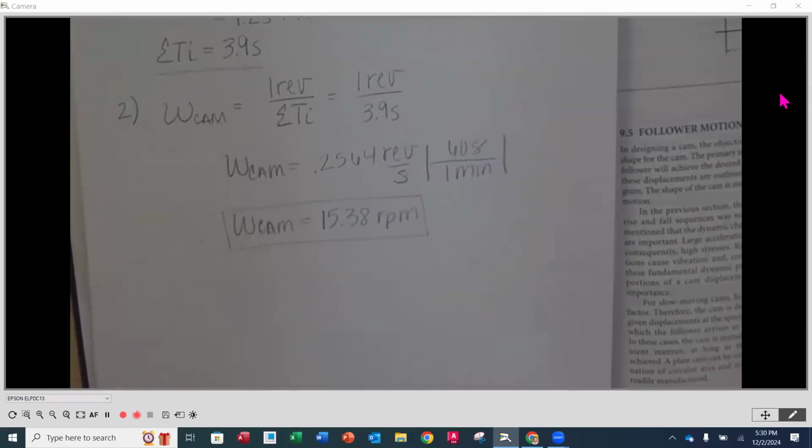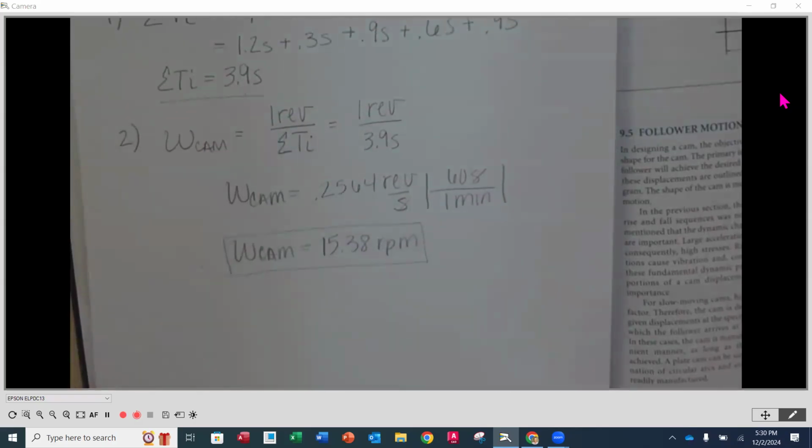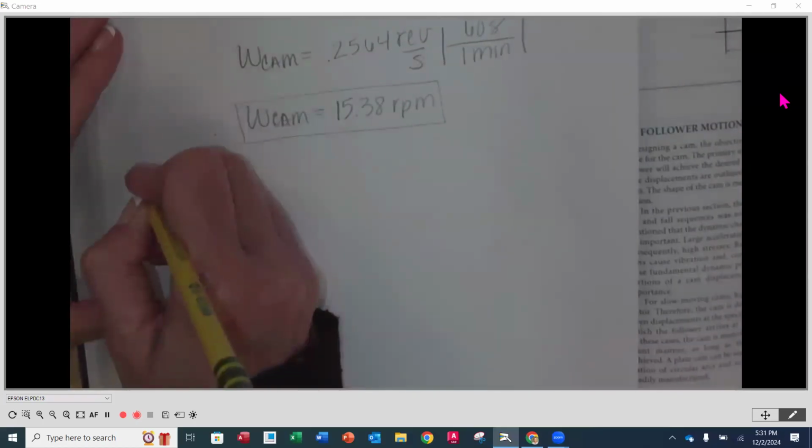Then we know that we're going to be taking a total time of 3.9 seconds to rotate 1 revolution. Now, each one of our 5 steps is going to take up a portion of degrees in that 1 revolution. So for each one of those steps, we want to figure out what we call the beta. How many degrees equates to that one step? So we are going to be calculating a beta 1 through 5 for each one of our steps.